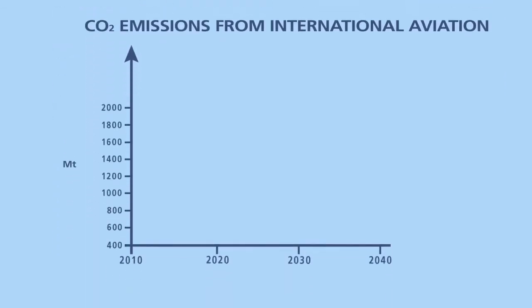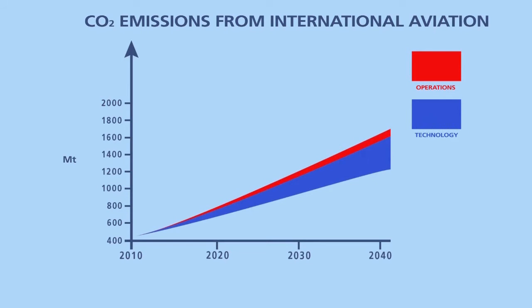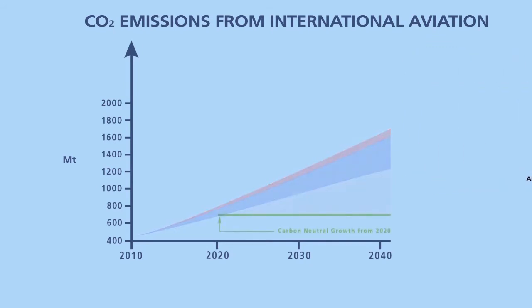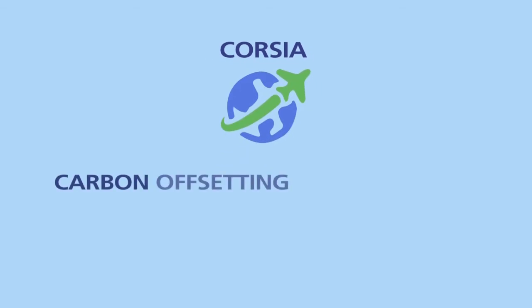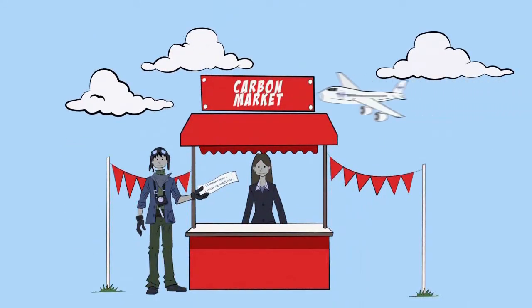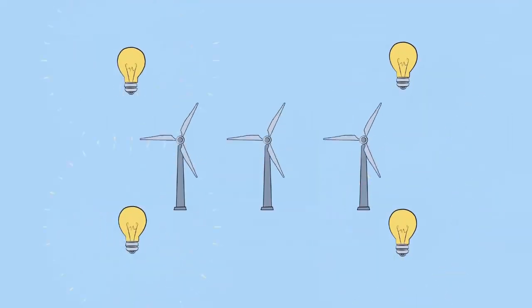However, technological and operational improvements alone are not enough to meet the carbon neutral growth goal. Alternative sustainable fuels require further development and maturity to make a significant contribution to reducing CO2 emissions. To fill the emissions gap, the 39th ICAO Assembly agreed on a global market-based measure to help achieve the carbon neutral growth. The agreed scheme is referred to as CORSIA, which stands for Carbon Offsetting and Reduction Scheme for International Aviation. Offsetting is the process through which a company or organisation compensates for its carbon emissions by buying credits from the carbon market. These credits are generated by projects that reduce carbon emissions in different parts of the world. For example, by planting trees that absorb carbon or replacing fossil fuels with renewable energy sources such as wind and solar.